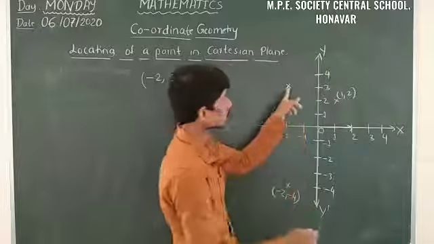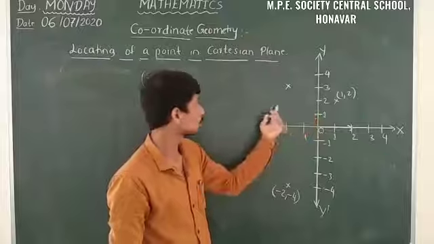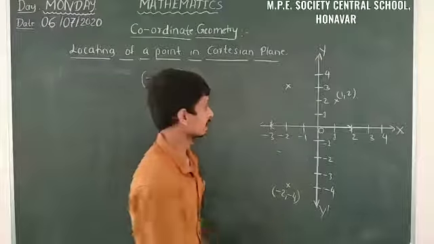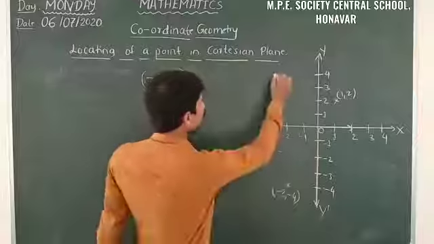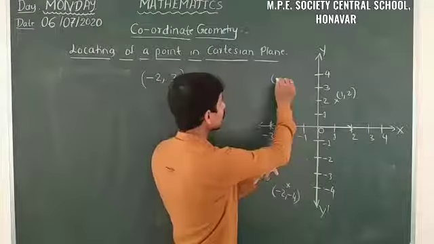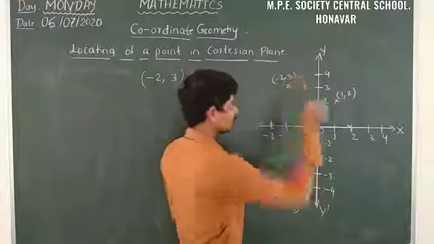So it's at a distance of 2 from the y-axis and a distance of 3 from the x-axis. Then we have to represent it in a coordinate system, that is, firstly I will write the x coordinate and then I will write the y coordinate.